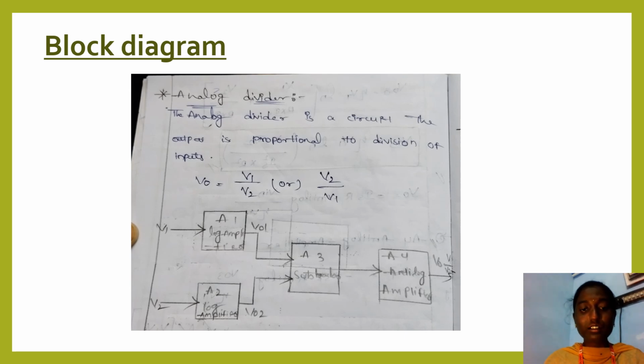Now, in the block diagram, two log amplifiers are used. That is log amplifier 1, A1, and A2, then the subtractor A3, and A4 is the anti-log amplifier. V1 and V2 are the input voltages, V01 is the output of the first log amplifier and V02 is the output of the second log amplifier. Both outputs are given to the subtractor A3, and its output is given to the input of the anti-log amplifier A4. The output will be V0 equals V1 by V2.